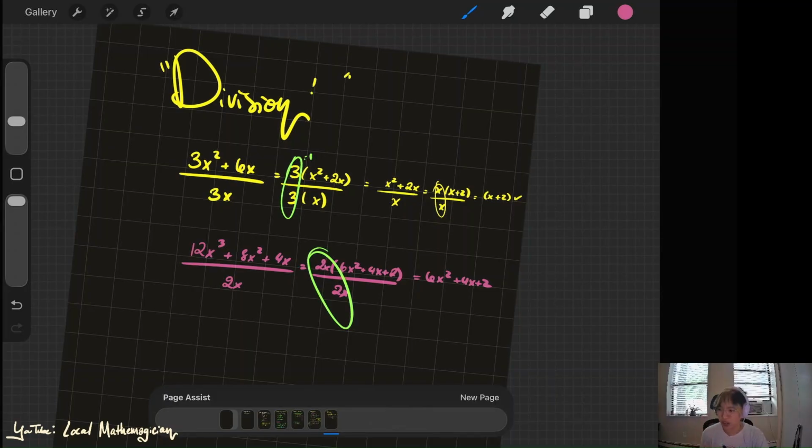You'll never actually divide polynomials in this very specific way to solve a problem. This is a skill to build up to rational functions, which we'll get to in about 3 lectures, okay?